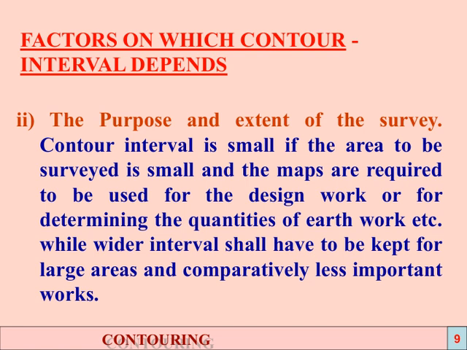On the other hand, if you're dealing with a large area and the survey is for less detailed purposes, like general planning or overview maps, a wider contour interval is more appropriate. This helps keep the map simpler and easier to interpret without unnecessary detail. So, in summary, the contour interval is adjusted based on whether you need precision for small, detailed projects or a broader overview for larger, less detailed tasks. This ensures that the map serves its intended purpose effectively while being as clear and useful as possible.